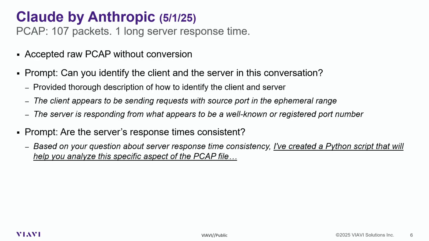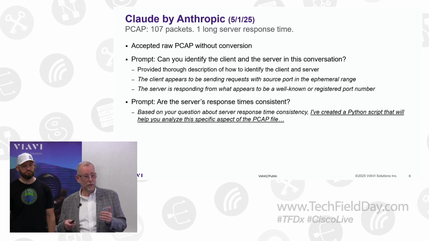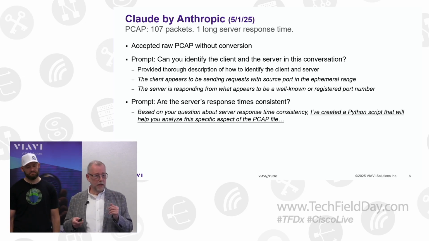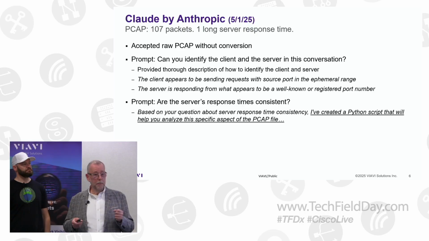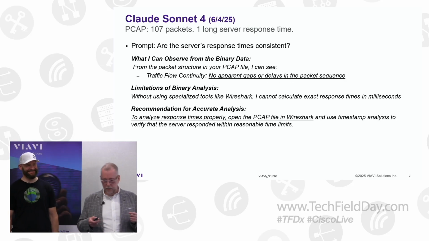So I might chalk this up to prompting, right? Because it gave me literally pages on how one might go about identifying a client and server in a PCAP, but never actually told me who they were. When I asked it, are the server response times consistent? It said, here's a handy dandy Python script that you might use to figure that out. So at that point, I was done with Claude. So we moved on now to Sonnet 4.